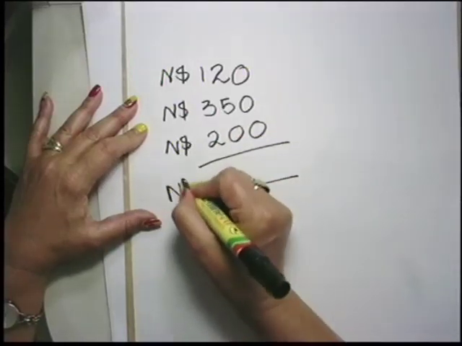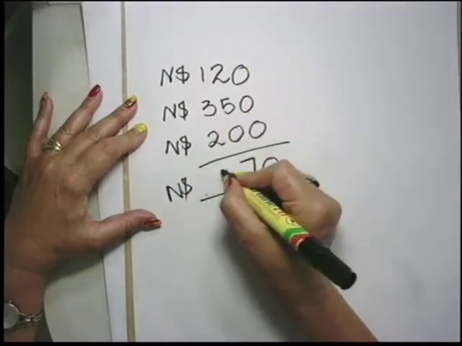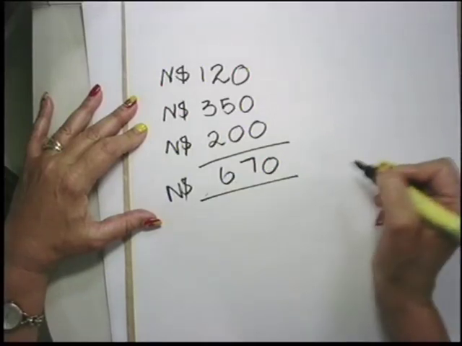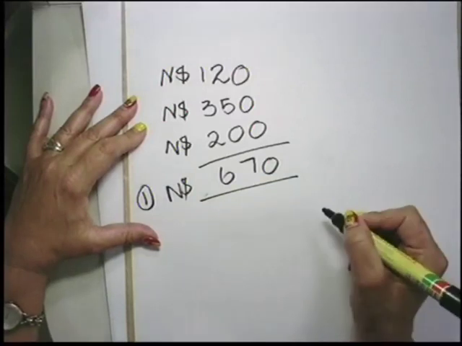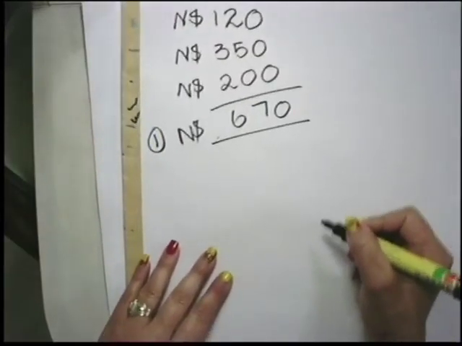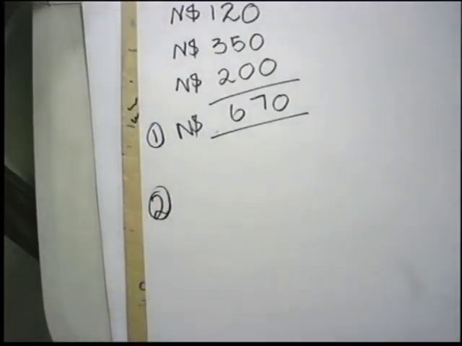I add this up: 0, 7, 5, 6. So how much did he pay? The first question is answered. He paid $670. The next question, number 2. Number 2 says, if he paid with 4 $200 notes, how much change did he get?